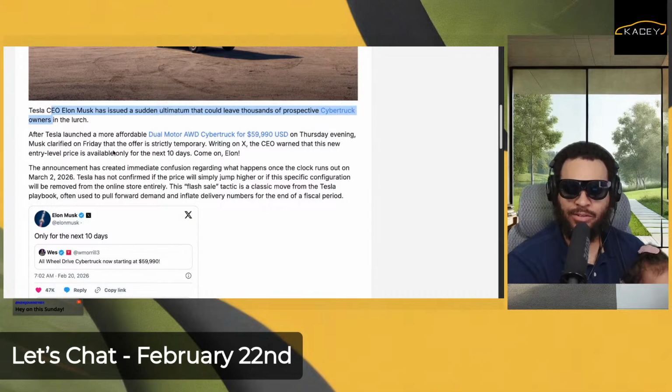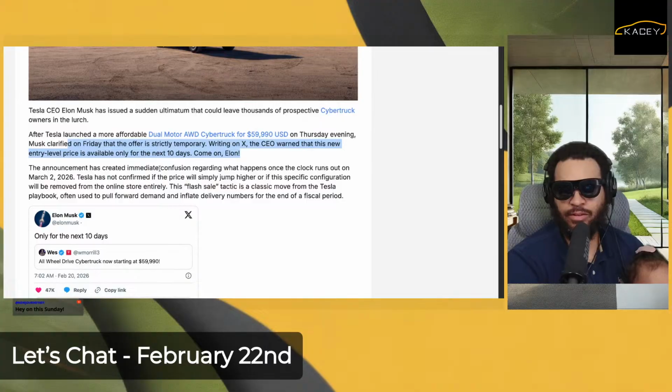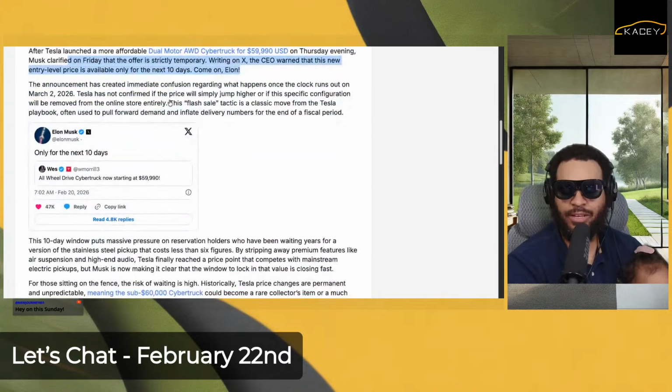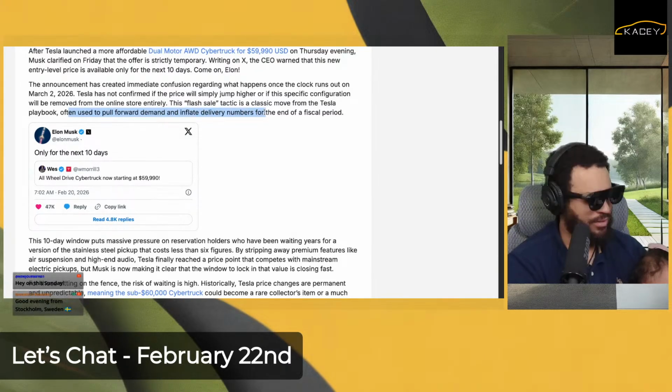After they launched the more affordable truck on Thursday, Musk clarified on Friday that it's strictly temporary. Writing on X, the CEO warned that the new entry-level price is available only for the next 10 days. Weirdo. The announcement has created immediate confusion regarding what happens once the clock runs out on March 2nd, and Tesla has not confirmed if the price will jump slightly higher or if the specific configuration will be removed from the online store entirely. This flash sale tactic is a classic move from the Tesla playbook, often used to pull forward demand and inflate delivery numbers for the end of the fiscal period. Yeah, but they usually don't stop right before the end of the period. That's why I was surprised. Only 10 days.